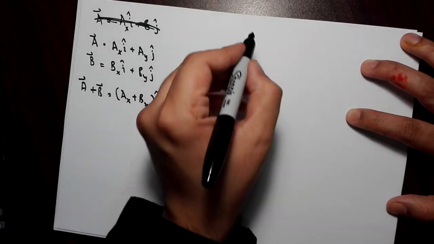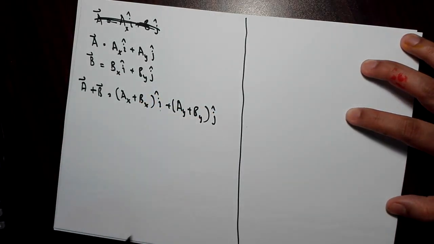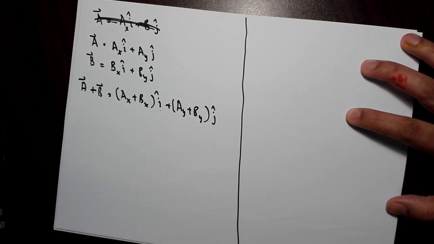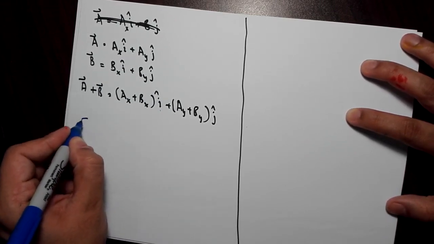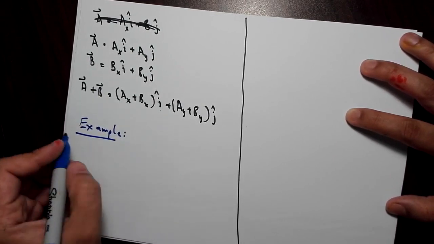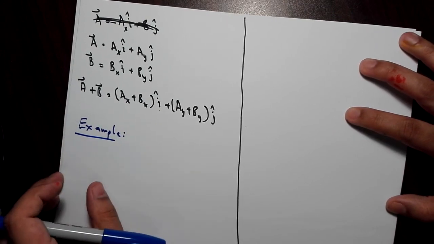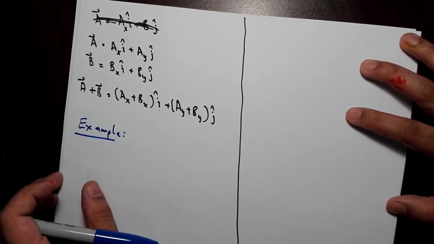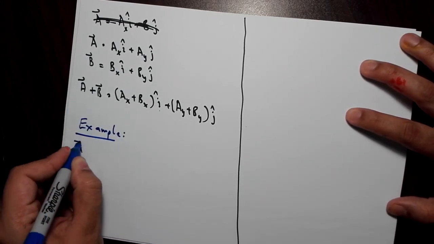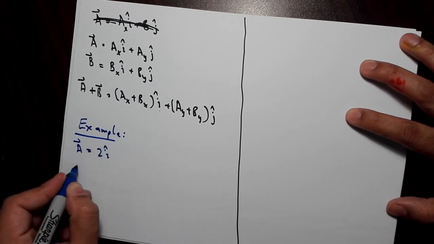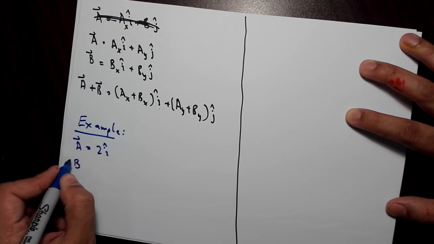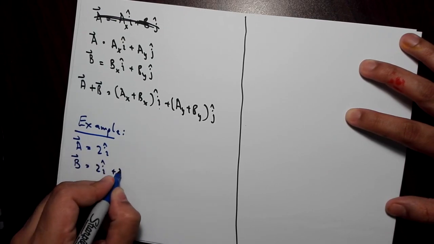Now let's take an example. Let's work out an example, which will sort of include both the head to tail rule and the algebra method also. So let's say A equals 2 I hat. So A just has an x component, it does not have a y component. And let's say B is equal to 2 I hat plus 3 j hat.